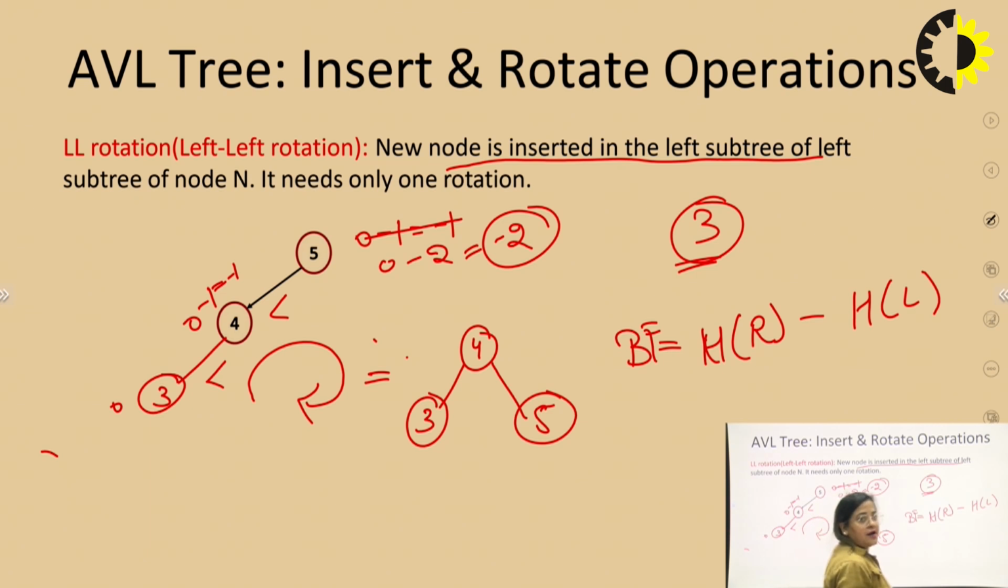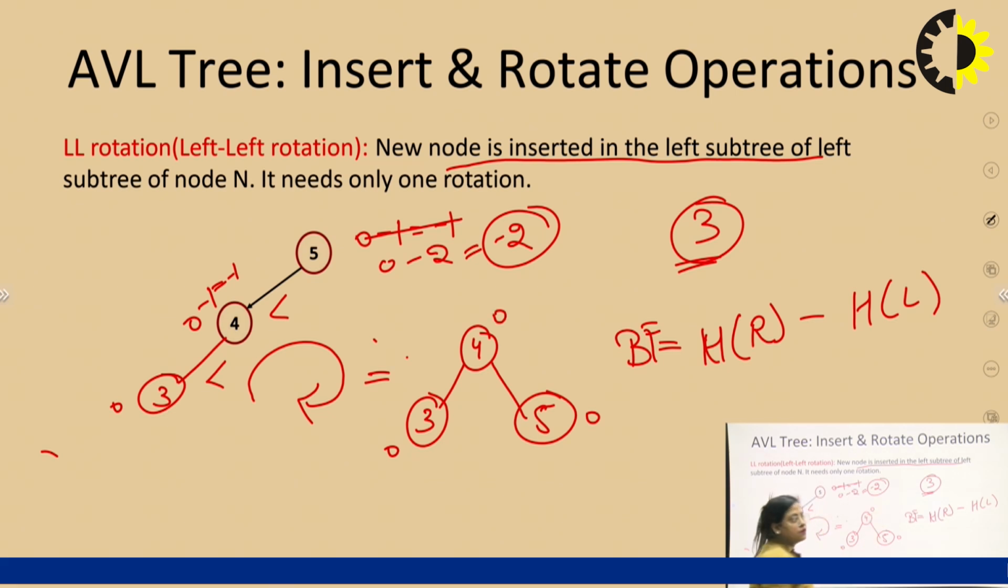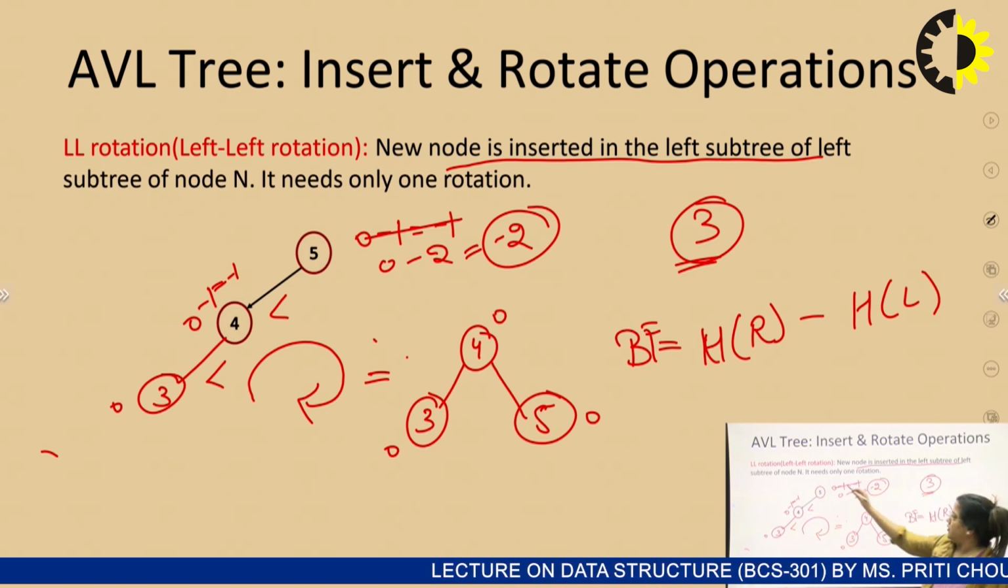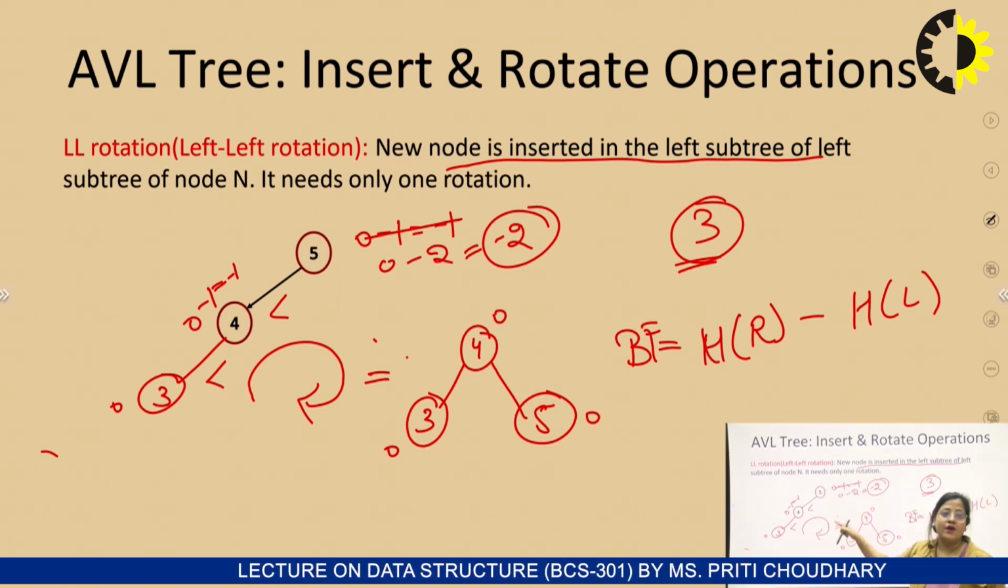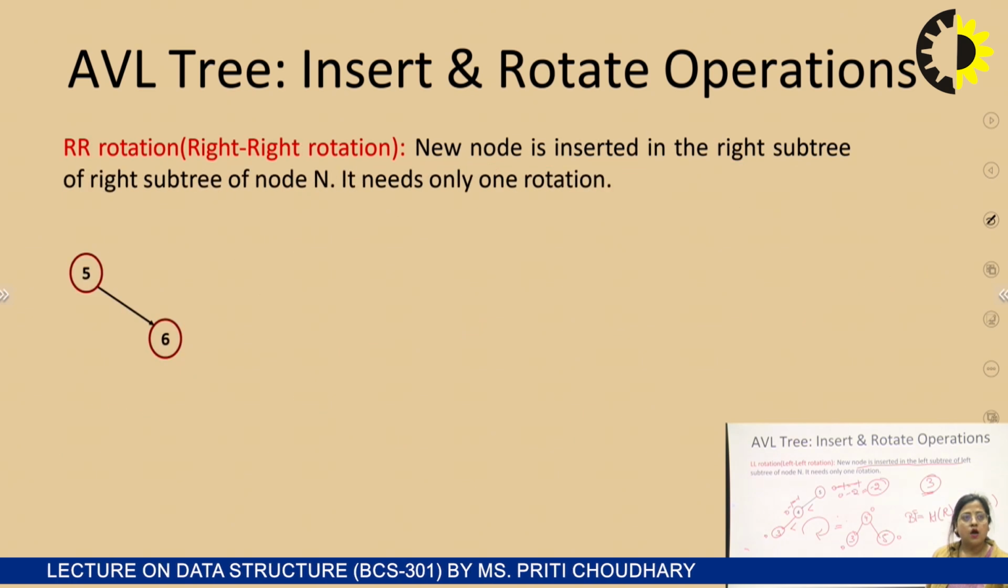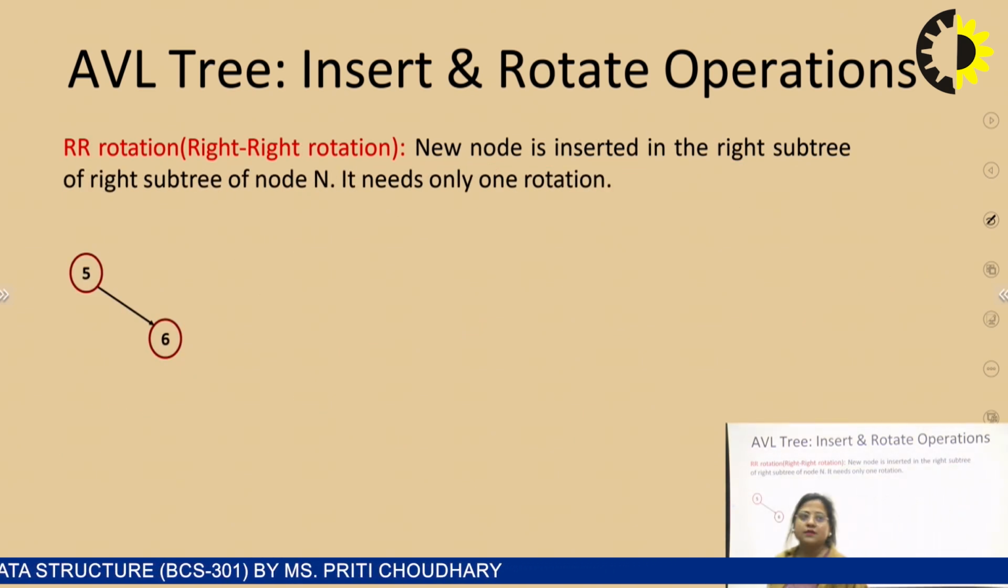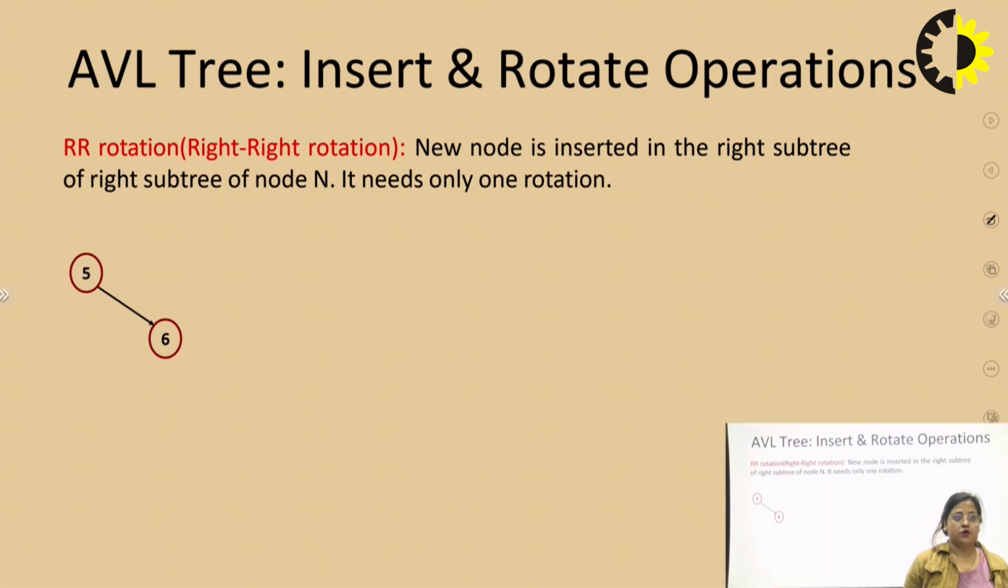Now check the balance factor again. Here the balance factor is 0, because right minus left is 0. Here again the balance factor is 0, because 1 minus 1 is 0. So now your BST is balanced. So LL rotation needs a clockwise rotation, one rotation. Now come to the second rotation, RR rotation, right rotation. It means the new node is inserted in the right subtree of node N. It also needs only one rotation.